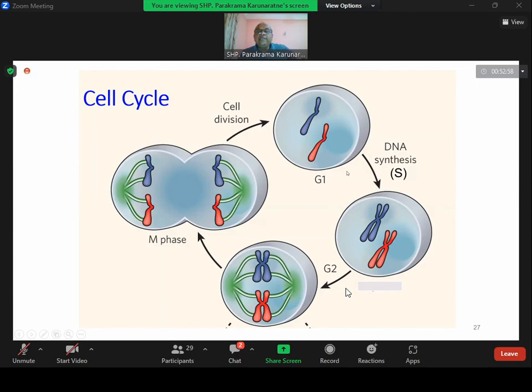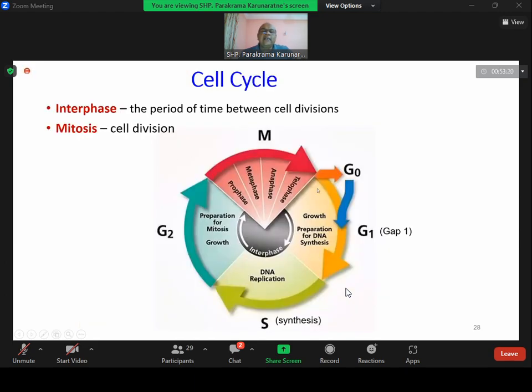So this is called the cell cycle. If you look at this cell cycle in a little more detail, you can see the chromosome, single, synthesize or duplicate and make two chromatids. Two chromatids come together, they are separated, and again make single. Likewise, the cell divides, right?